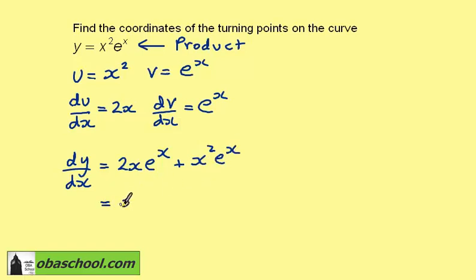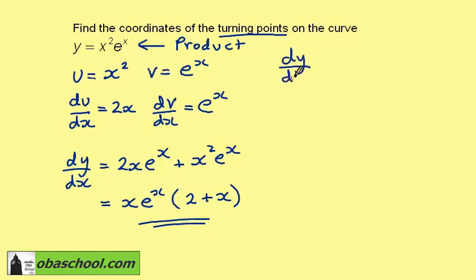We can see a common factor of x and of e to the x. Open a bracket and we need a 2 and an x. Now for turning points we need to set dy dx equal to 0. So x e to the x, 2 plus x, is equal to 0.